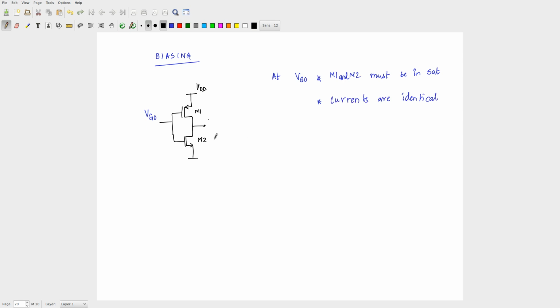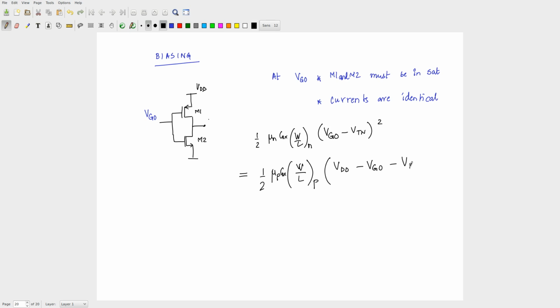What is the current in the NMOS device? Half mu n Cox W by L of the NMOS into Vg0 minus Vtn, the whole squared. That is the current in the NMOS device, must be equal to half mu p Cox. Assume that the Cox is the same because they are made on the same IC. So, the thickness of the oxide is the same. W by L of the PMOS into what should come here? VDD minus Vg0 minus Vtp, the whole square. You solve for this, you will get your value of Vg0.